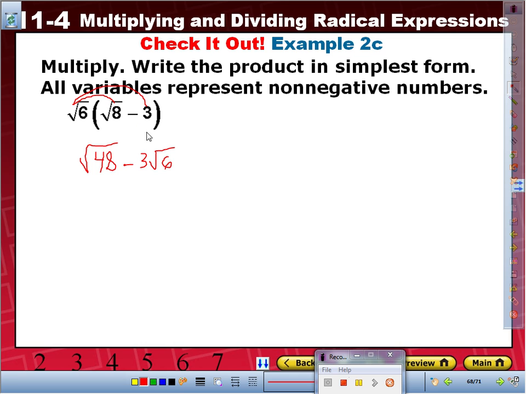Are we there? So can we simplify this one? Yeah, this becomes square root 16 times 3 minus 3 square root 6. What is the square root of 16? 4. So 4 square root 3 minus 3 square root 6. By looking at them, do we have like terms? No. So we're done.